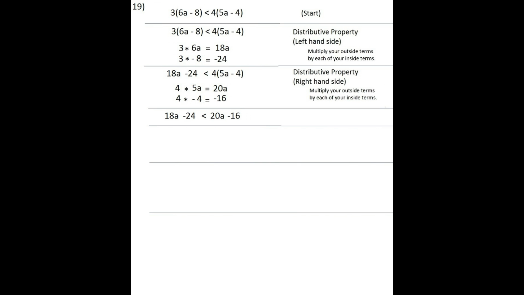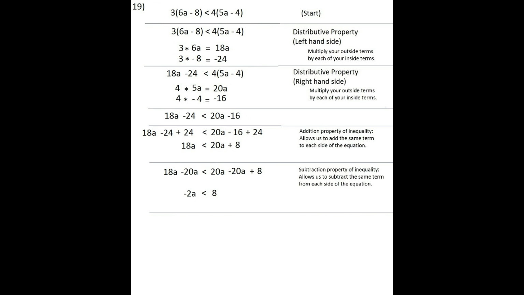All right. What we're going to do now is move our terms around so that we can finally go ahead and solve it. We're going to add 24 to both sides. So we're going to end up with 18a minus 24 plus 24 is less than 20a minus 16 plus 24. That's the addition property of inequality. All right, and we end up with 18a is less than 20a plus 8. That's negative 16 plus 24. If you turn it around, it's just 24 minus 16. Same thing. All right, moving on to the next step.